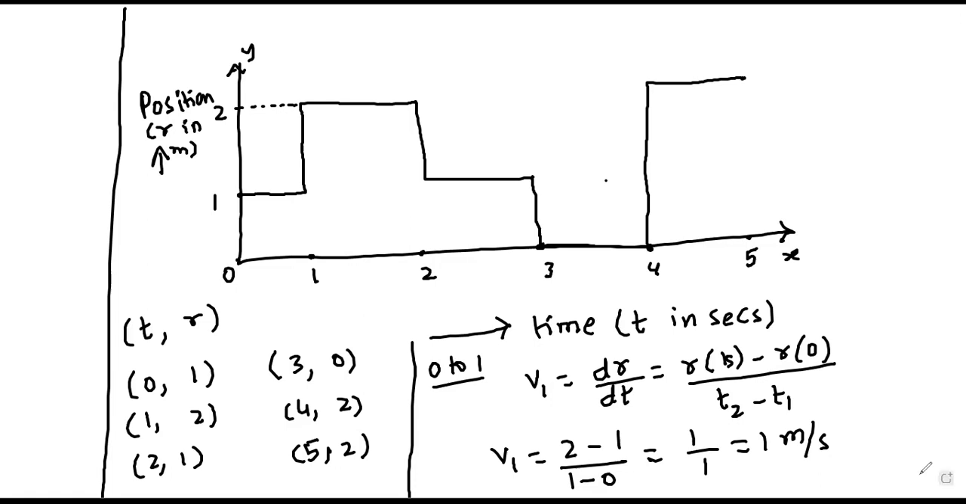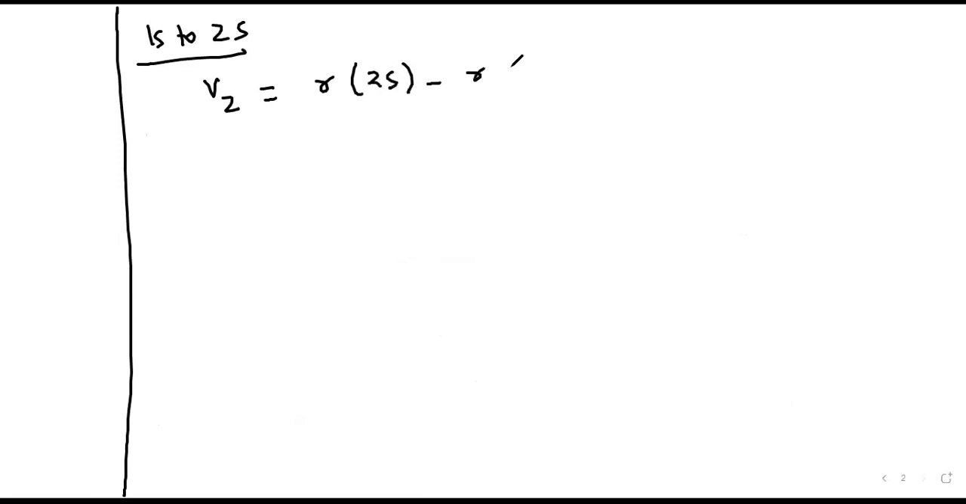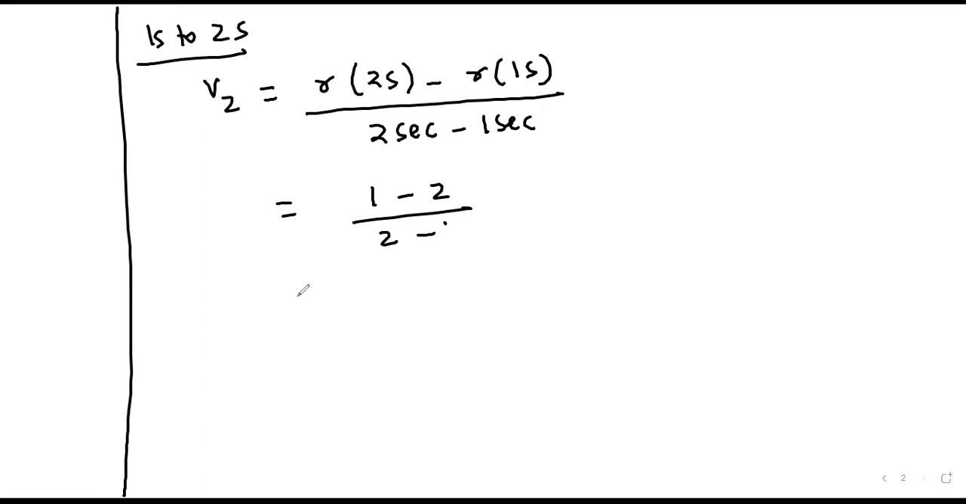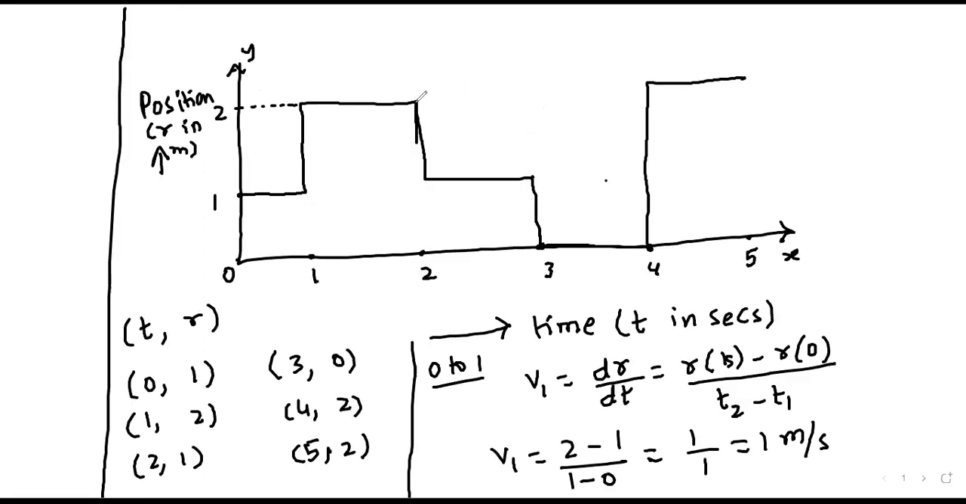Okay. Similarly, I'll find for 1 second to 2 second. That is V2 is equal to position at 2 second, that is the final position, minus position at 1 second, by 2 second minus 1 second. Position at 2 second, we know, is 1 meter, and position at 1 second is 2 meters. So 1 minus 2 by 2 minus 1, that is nothing but minus 1. That's why here it is decreased. See this one.